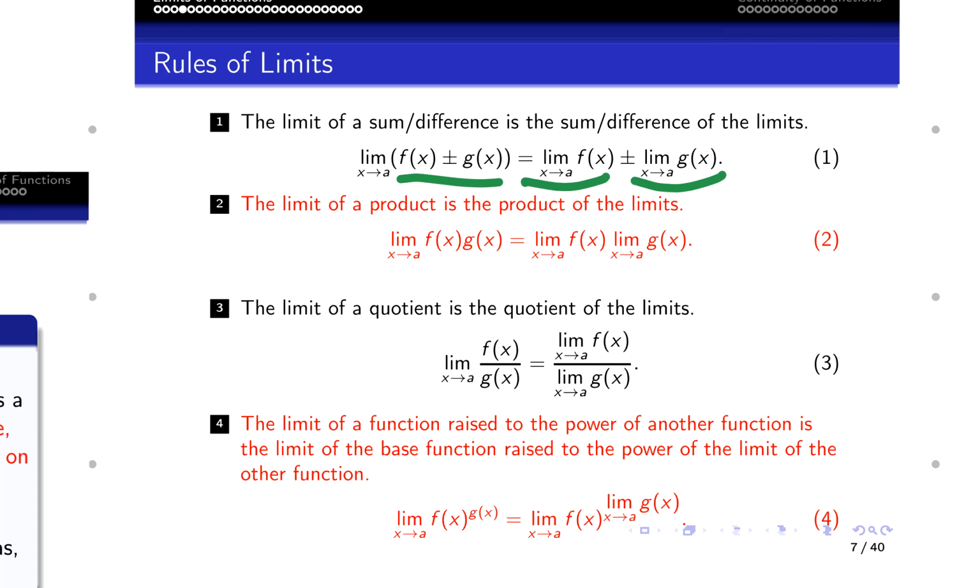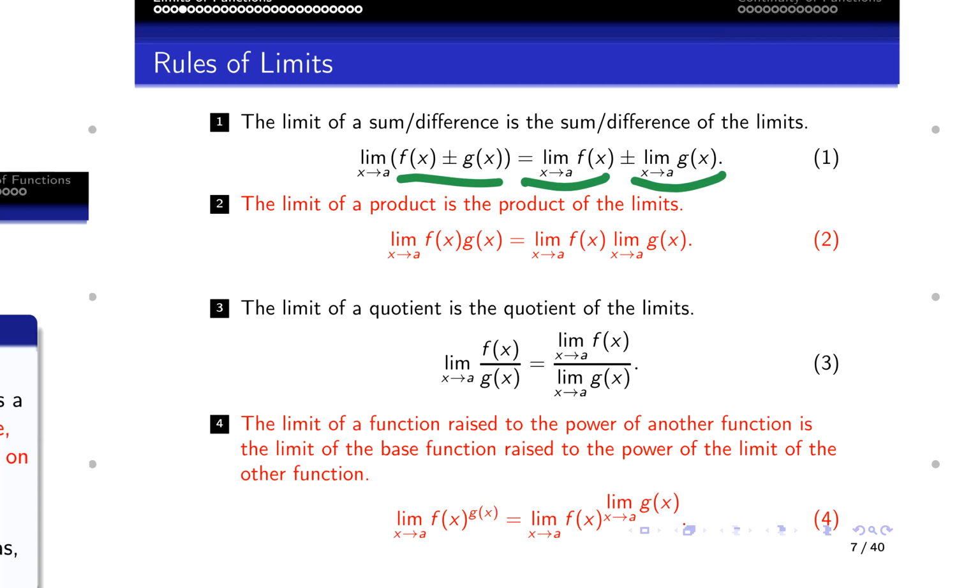So that's easy. The next thing is that the limit of a product is the product of the limits, meaning that if you find the limit of the product of two functions, it is the same thing as finding the limit of each function first before multiplying together. So that is the next rule.